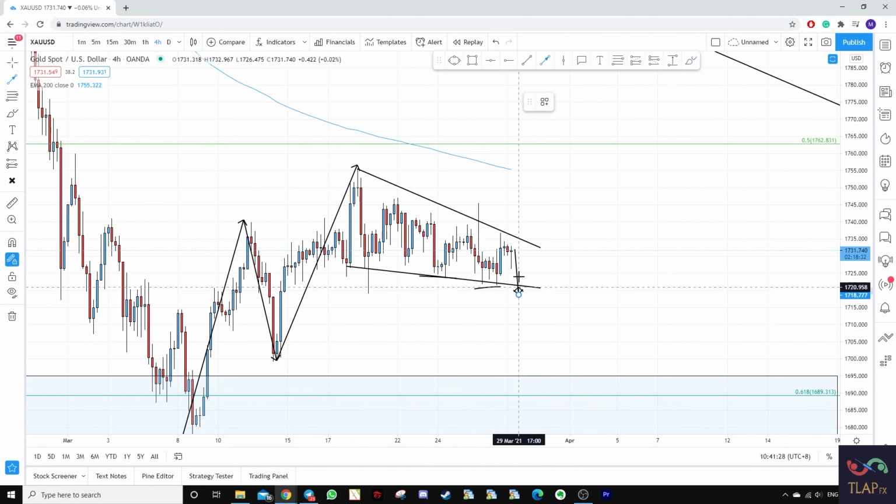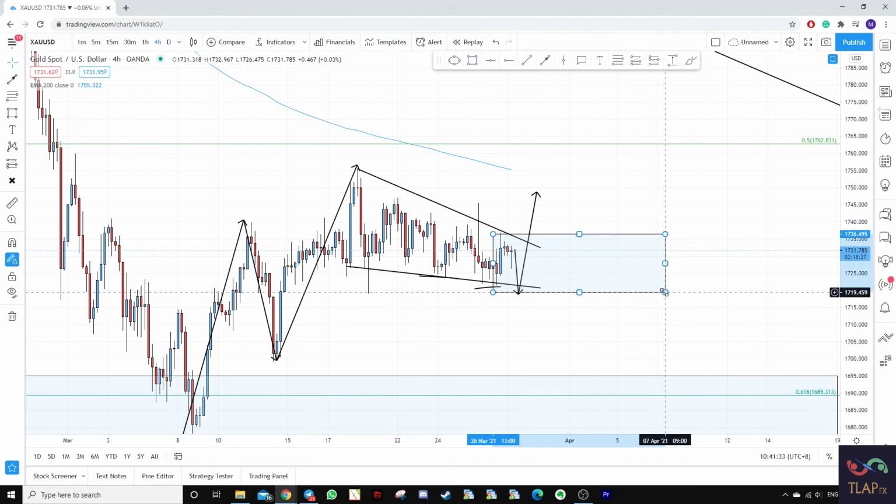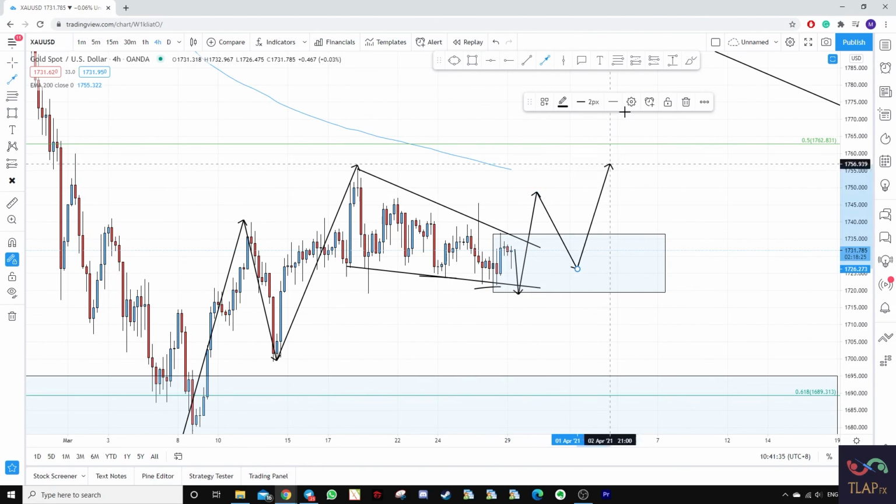And with this, we see a bullish impulse, creating a move over here, or rather an order block, and look for a pullback for a long entry.